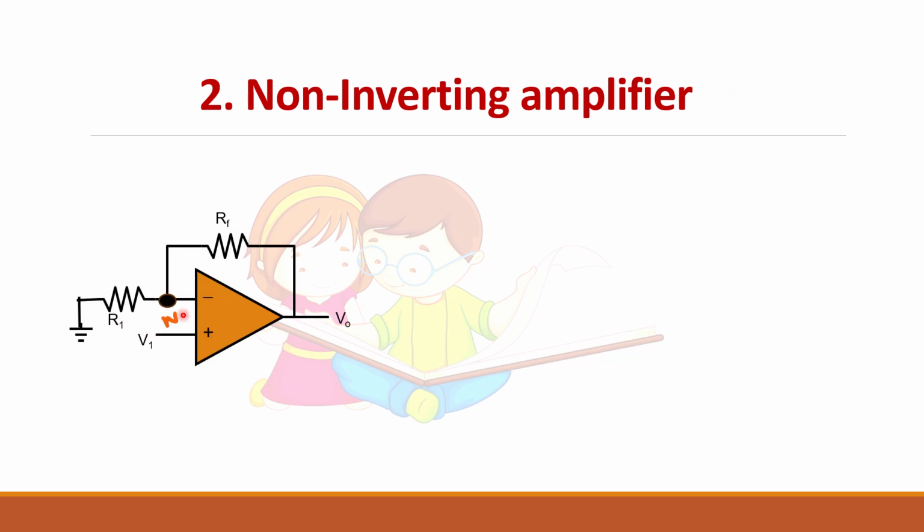If you see the non-inverting amplifier, the same feedback resistor is connected here and R1 is the input resistance, but this R1 is connected to ground. The input voltage is applied to the non-inverting input. So V1 is the input voltage which is applied to the non-inverting input of this op-amp.